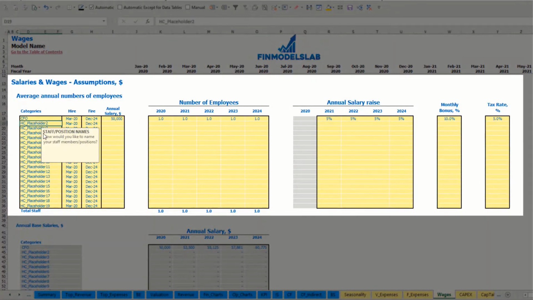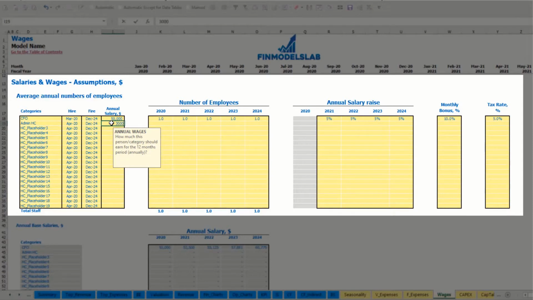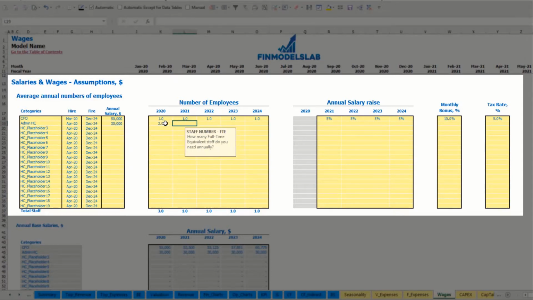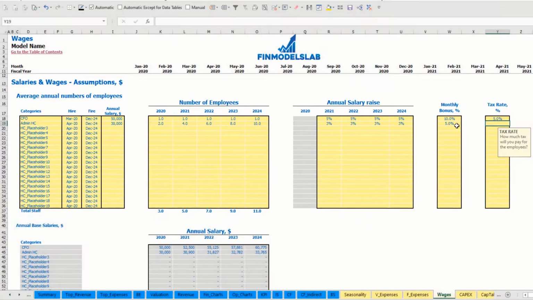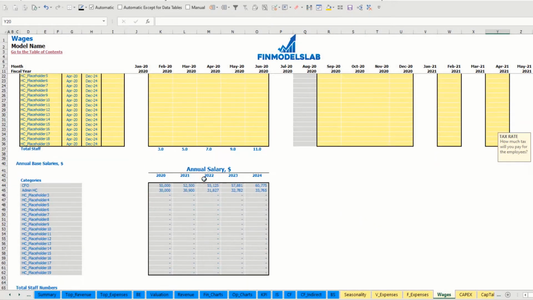Another option could be admin account, which will start in April, which will grow till the end of the model with annual salary of $30,000. Let it be in year number 1, 2, then 4, 6, 8, and 10 headcounts. 3% of annual salary growth, 5% of monthly bonus, and 5% of payroll tax rate.